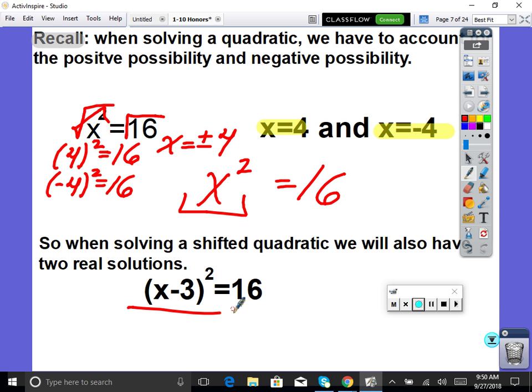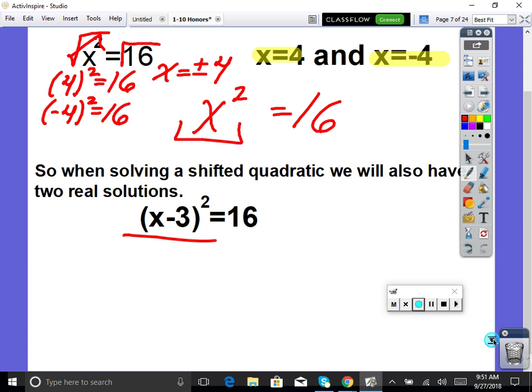Yes, so when we solve this, you could do it 2 different ways. You could say, okay, so square root, root cancels out with power, doesn't it? So we have x minus 3 is equal to plus or minus 4.